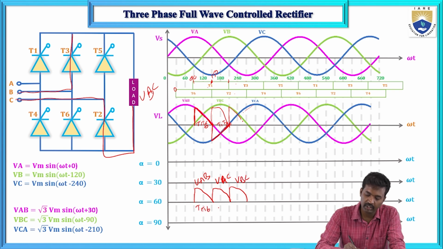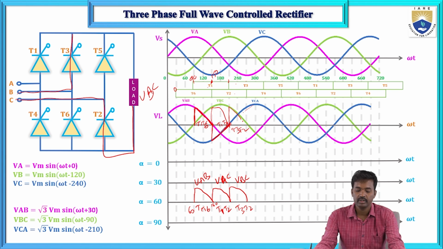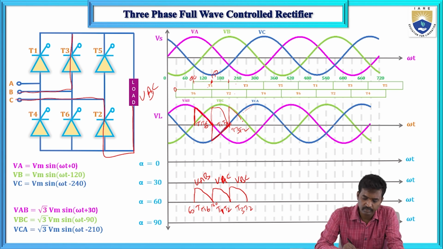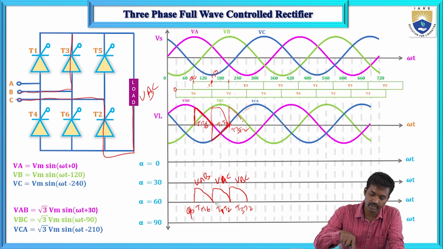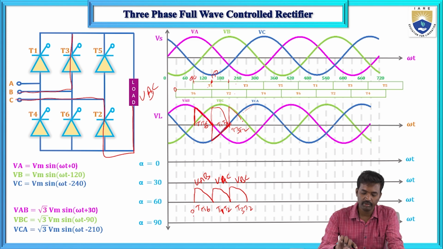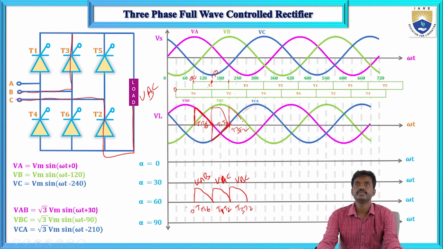T1 and T6 will conduct, T1 and T2 will conduct, and T3 and T2 will conduct. So this is 60 to 120, 90 to 150. That 90 to 150 I am now writing. So 90 to 150, 150 to 210, and 210 to 270.